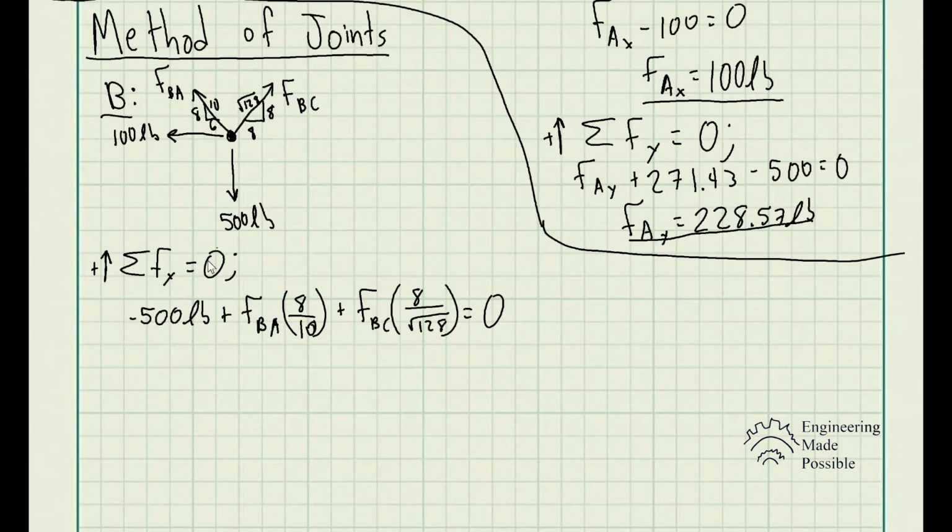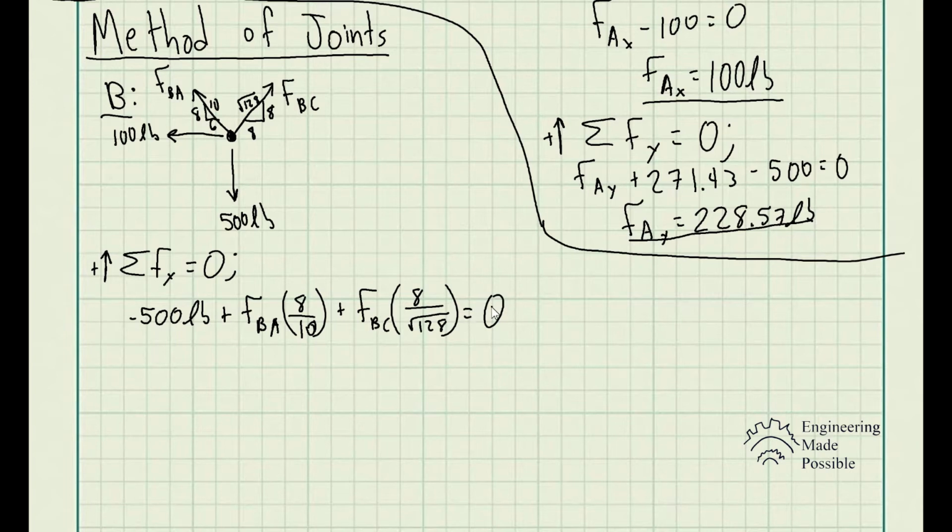So for the sum of forces along the y direction, I'm choosing my sign convention up being positive. So along the vertical, we have negative 500 pounds going down, plus F of BA times, we're using the sine theta, so it's opposite over hypotenuse, 8 over 10, plus F of BC, opposite over hypotenuse, 8 divided by square root of 128, and this is equal to 0.